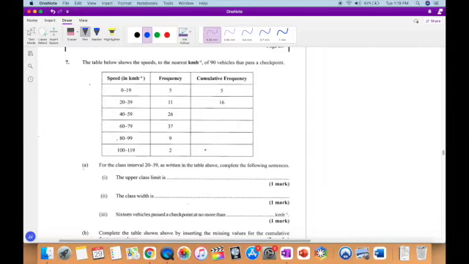Statistics now. The table shows the speeds to the nearest kilometer per hour of 90 vehicles that pass a checkpoint. Frequency, cumulative frequency.